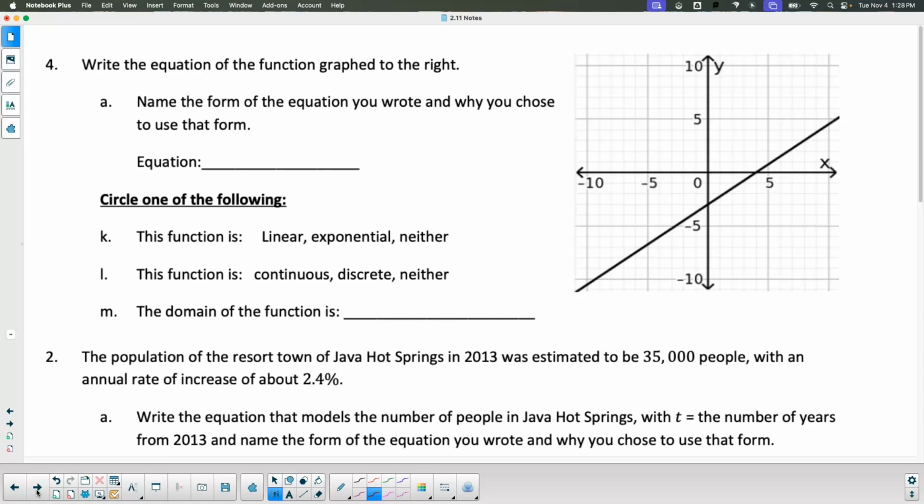Number 4 has a picture of a graph, right? It's continuous because it's connected. It's linear because it's a line. Domain, we can do that right away too. All real numbers because it's continuous, right? Is there any restriction on that? No? Okay. Now we just got to come up with the equation.